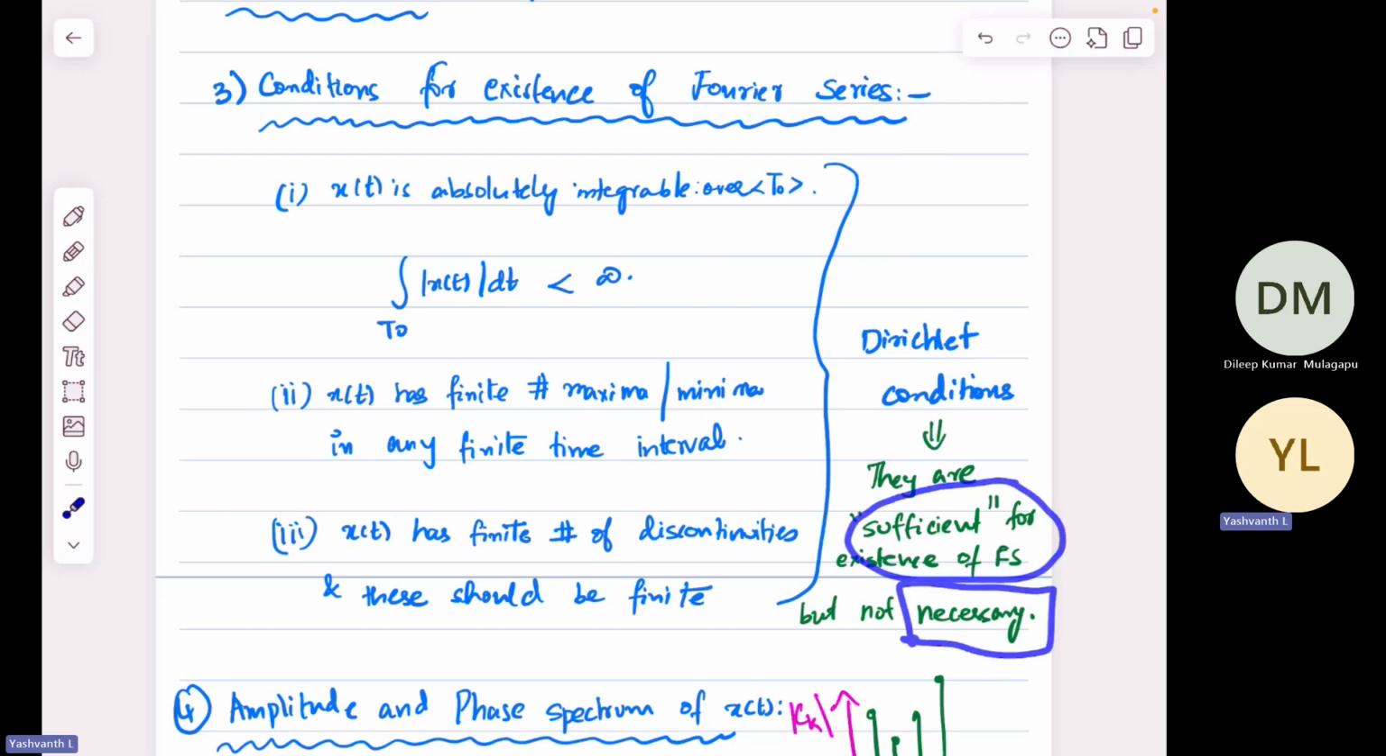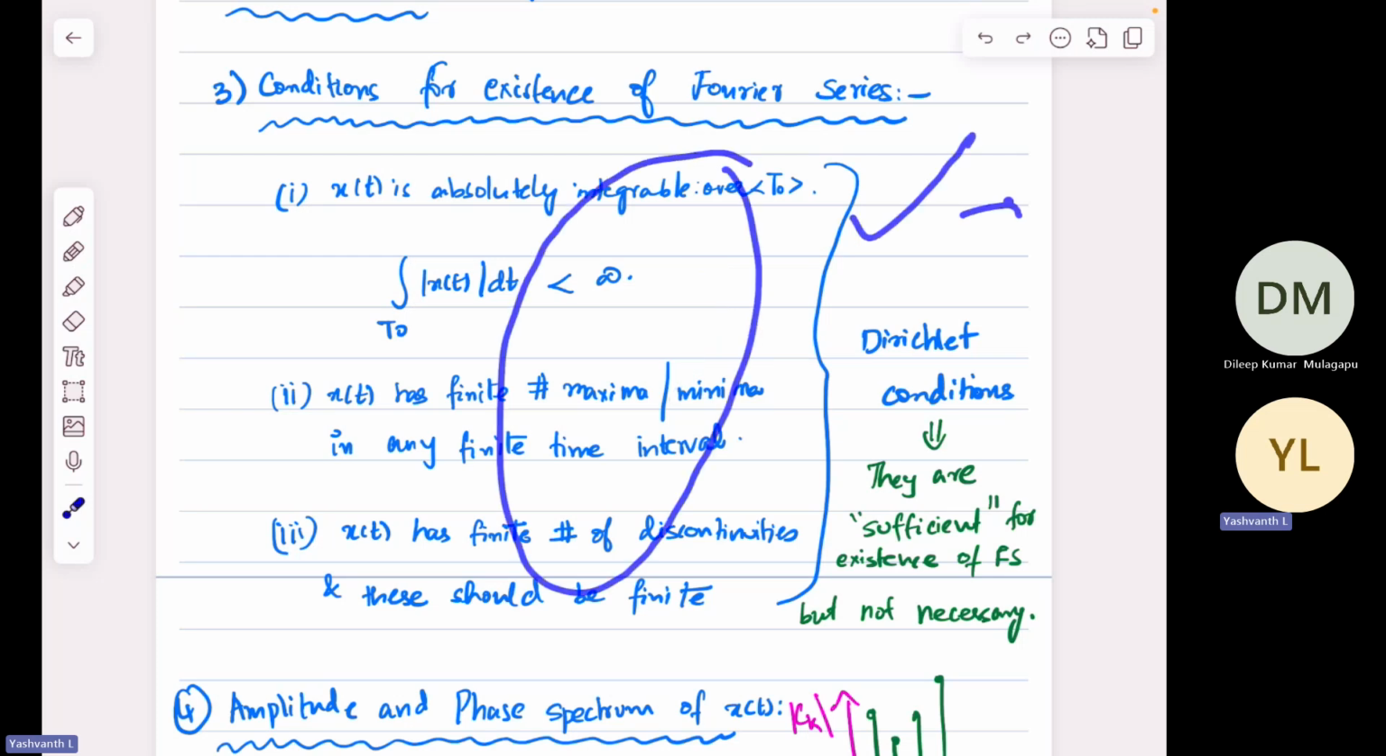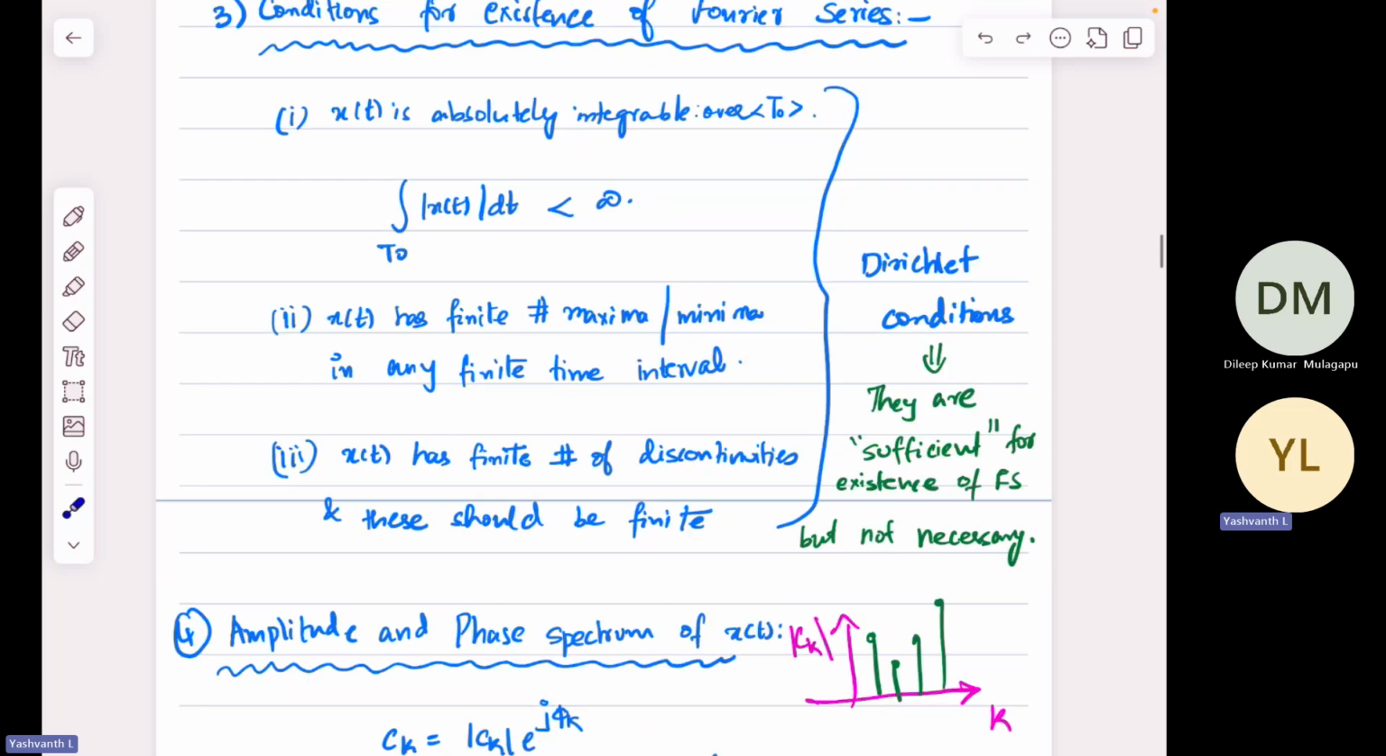What do I mean by that? If you know that these three conditions are satisfied, then you can show that the Fourier series will exist. But the converse need not hold. That is, if you know that the Fourier series exists, it doesn't mean that these three conditions must necessarily be satisfied. That is not the claim. If these three conditions are satisfied, then the Fourier series will exist. That is the only claim that we are making here.